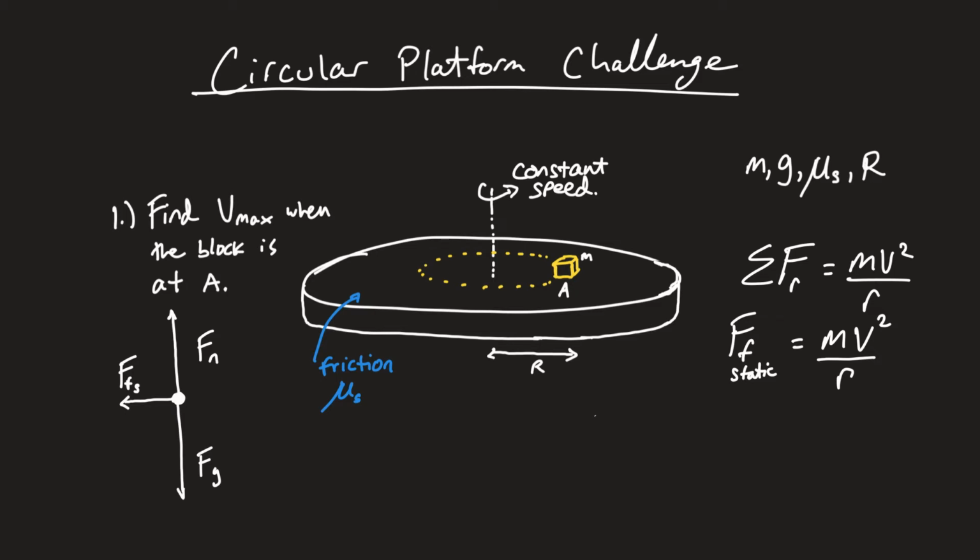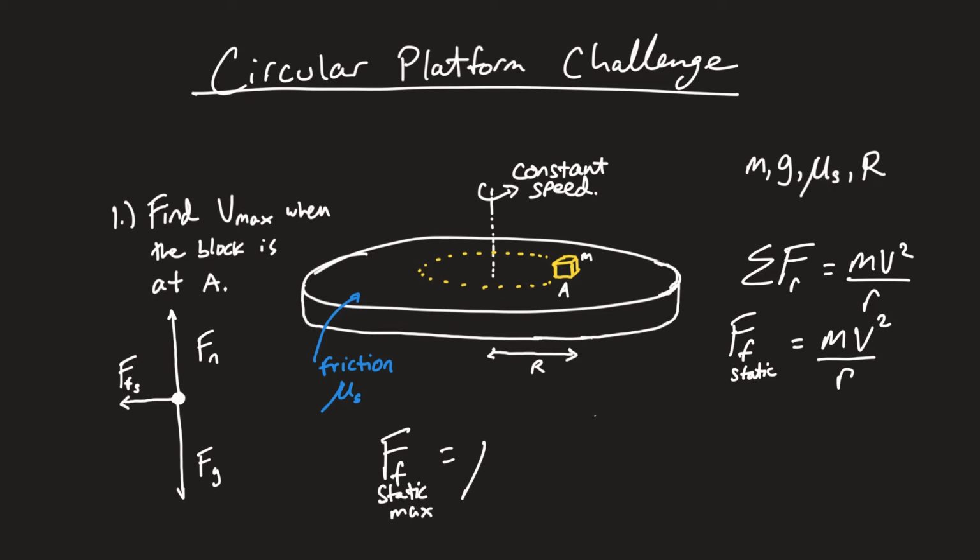So eventually what's going to happen is if this thing spins up too fast, the block will slip and it will not be going in a circle anymore, and we wouldn't call that static friction. And so this static friction force is going to go from a small value to a larger and larger value as the platform speeds up and goes faster and faster, but it will reach a maximum amount.